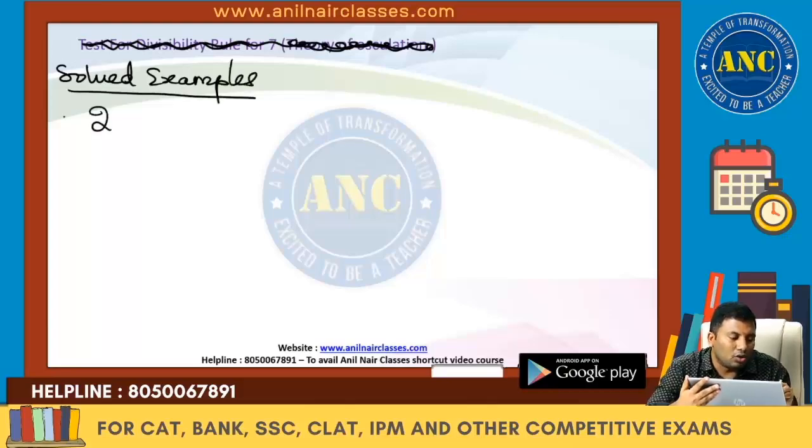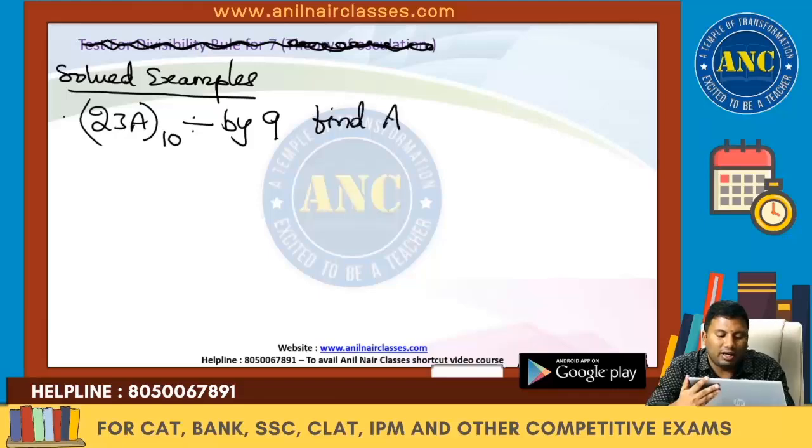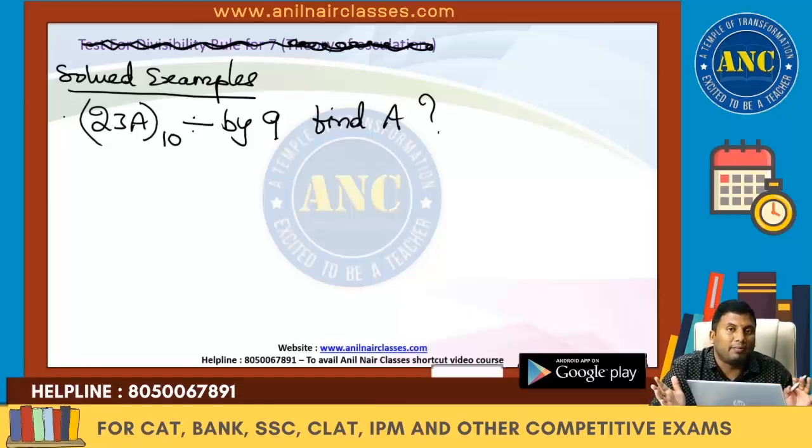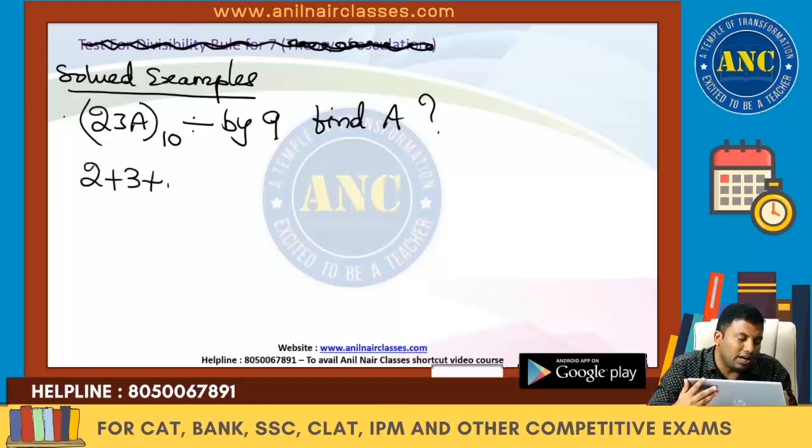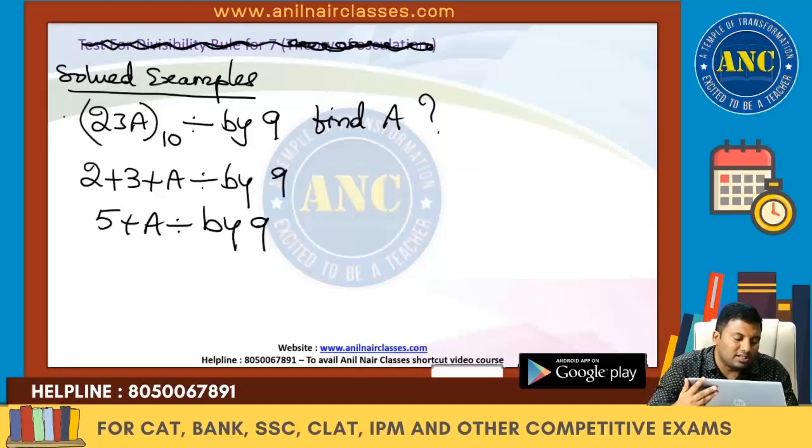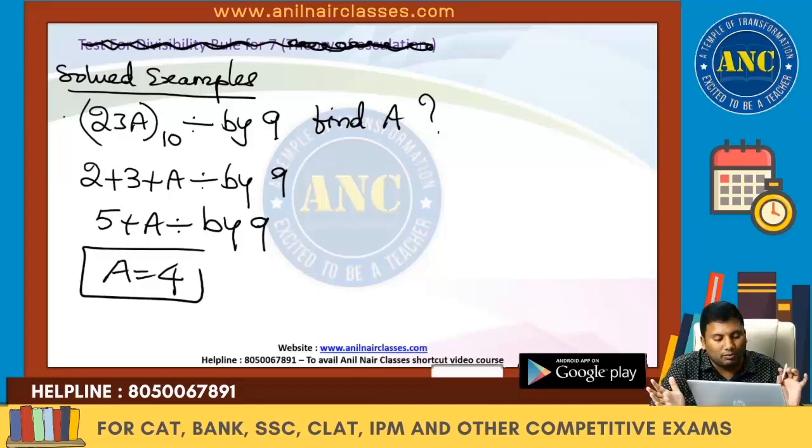Solved example. 23a in base system 10 is divisible by 9. Find the value of a. When it is divisible by 9, the sum of the digits should be divisible by 9. 2 plus 3 plus a should be divisible by 9. 2 plus 3 is 5, so 5 plus a should be divisible by 9. What will be the value of a? The value of a will be 4. Are you all with me? It's a very simple example where the divisibility rule for 9 is that the sum of the digits should be divisible by 9.